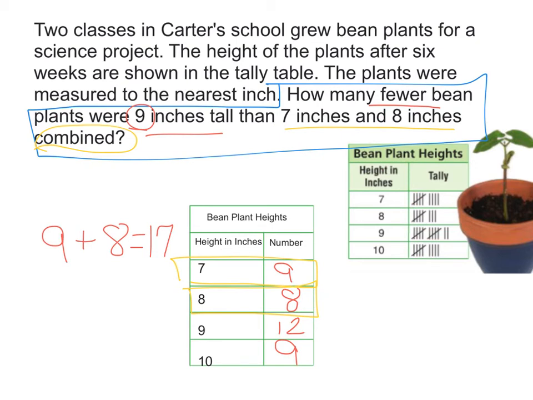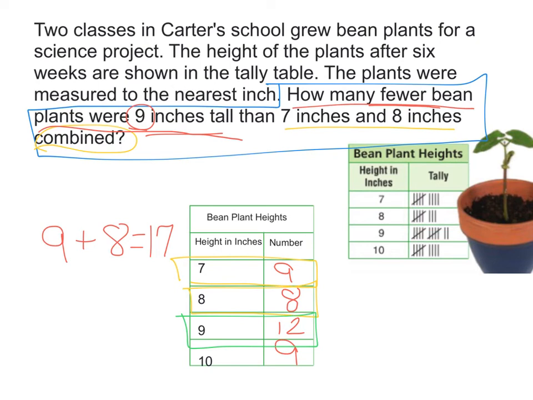Is that the answer? No. We just figured out how many plants were 7 inches and 8 inches combined. We still need to figure out how many fewer bean plants were 9 inches tall than these two combined. So now we need to go back into our frequency table and figure out how many plants were 9 inches tall. And looking at our frequency table, we can see that there were 12 plants that were 9 inches tall.